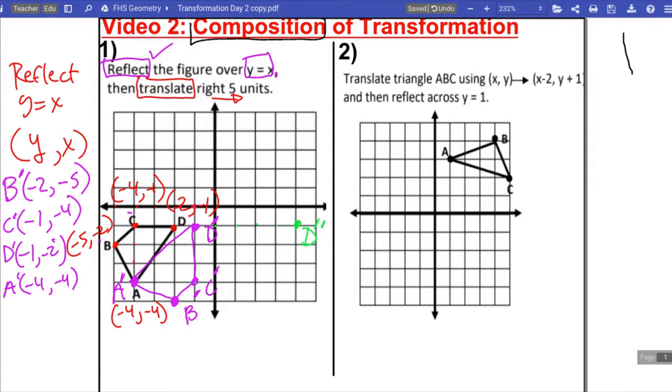All right, let's move C to the right 5 times. 1, 2, 3, 4. C double prime. Next, B to the right 5 times. 1, 2, 3, 4, 5. Wait a minute. What did I do wrong? Let's check C for a sec. 1, 2, 3, 4, 5. Did I move D correctly as well? 1, 2, 3, 4, 5. Okay, I see my mistake. Let's fix it, ladies and gentlemen.